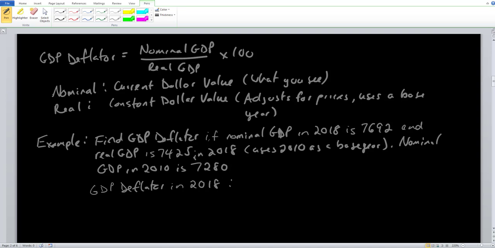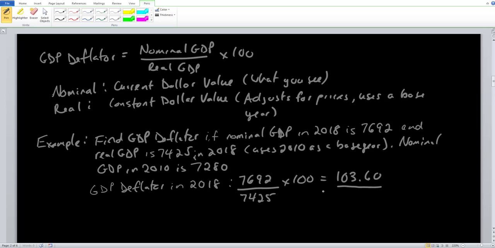What is the nominal GDP in 2018? We're given that piece of information right here, 7,692, so that goes in the numerator. What is the real GDP in 2018? That's 7,425. Inserting these numbers into our formula and multiplying by 100, we get 103.60. So the GDP deflator in 2018, that price level, is 103.6.